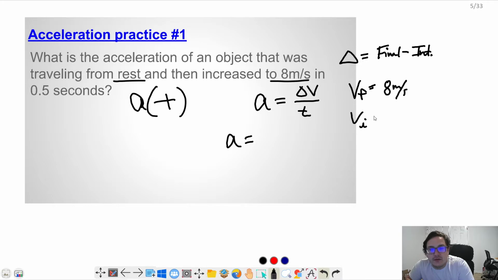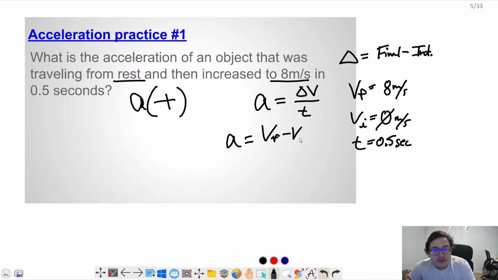What's our initial velocity? Well, our initial velocity is from rest. So if an object's at rest, we'll denote that as 0 meters per second. And our time interval is 0.5 seconds. Okay, so back here, we're going to plug in our numbers. Delta V means final velocity minus initial velocity all over time.